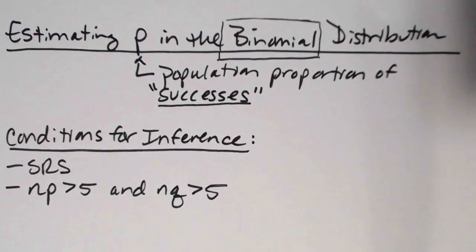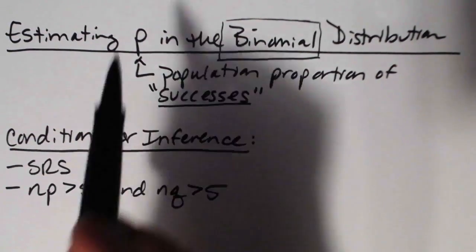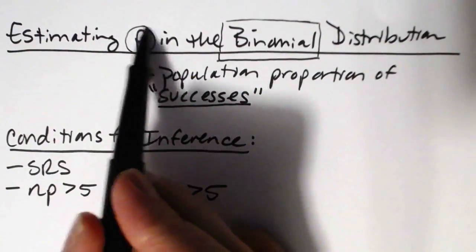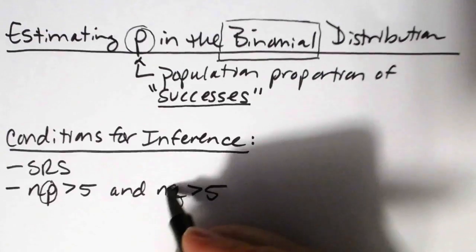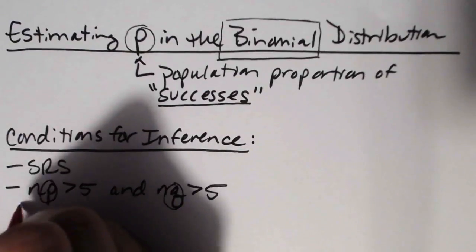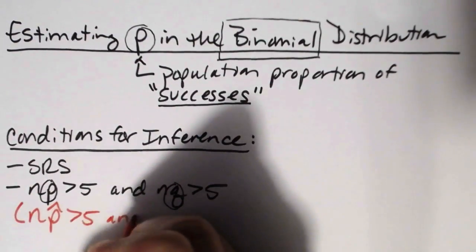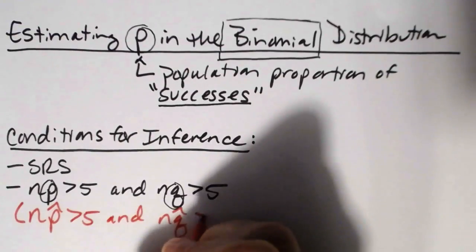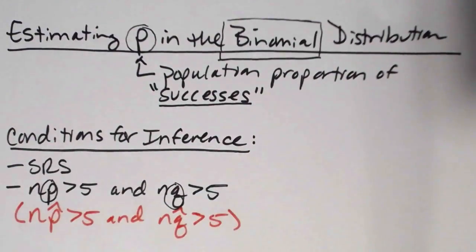Here's the issue though. The condition for inference literally says NP and NQ, but the problem is we are estimating p. We don't actually know this value, therefore we don't know this value either. So what we tend to do is if NP hat and NQ hat are both greater than 5, we take that as reason enough to believe that NP and NQ are probably greater than 5.